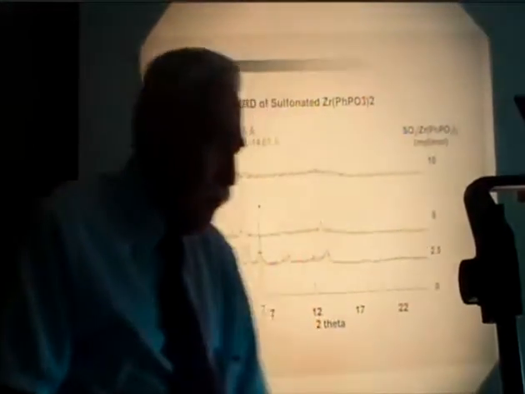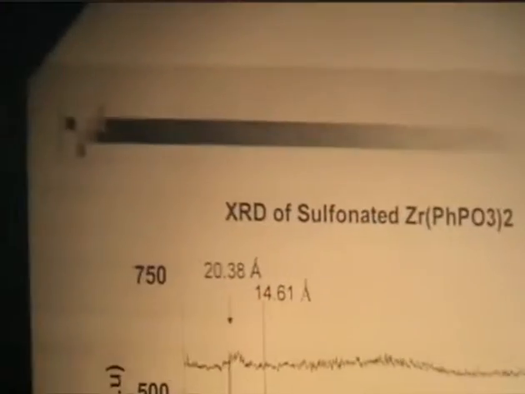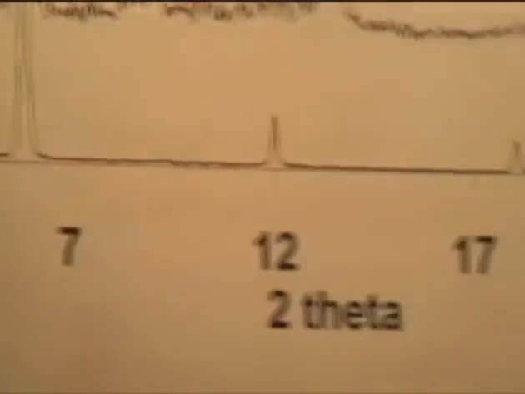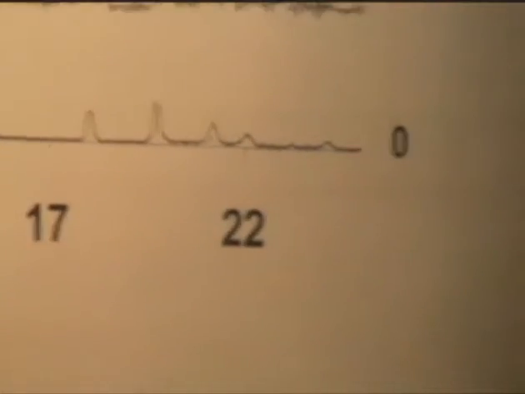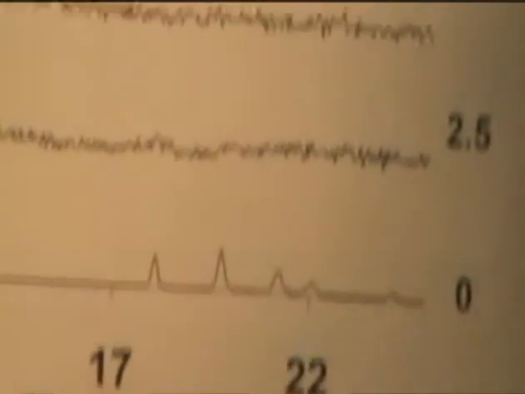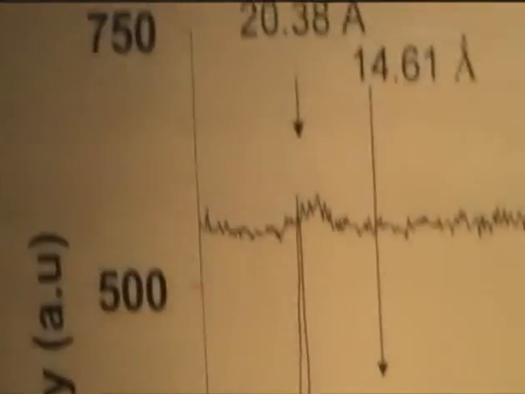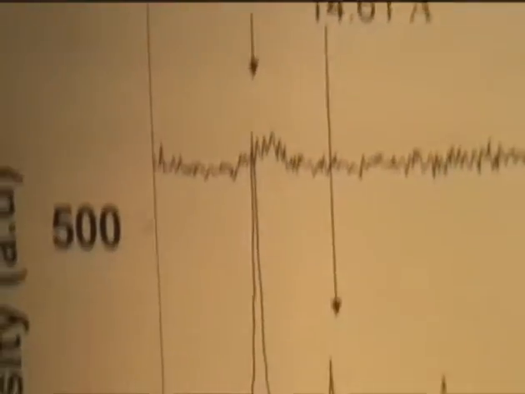Now, what is this? What we're showing here is if we have the phenyl phosphonic acid and we sulfonate it, if I throw it in water, it exfoliates completely. It's just like you have a clear solution. But the particles are there because if we evaporate, or we can cast them out and make a membrane. But the membrane doesn't hold together. If you put it back in water, it's going to fall apart again.